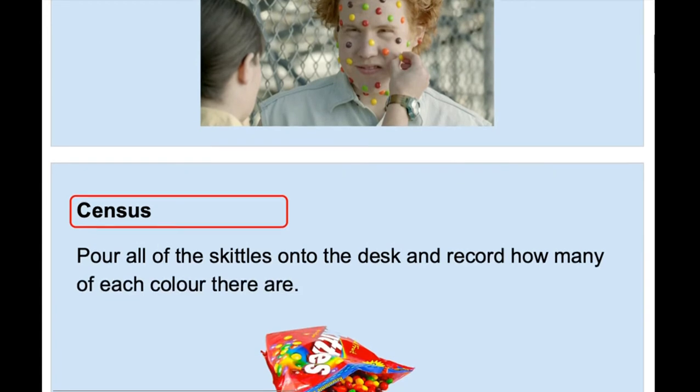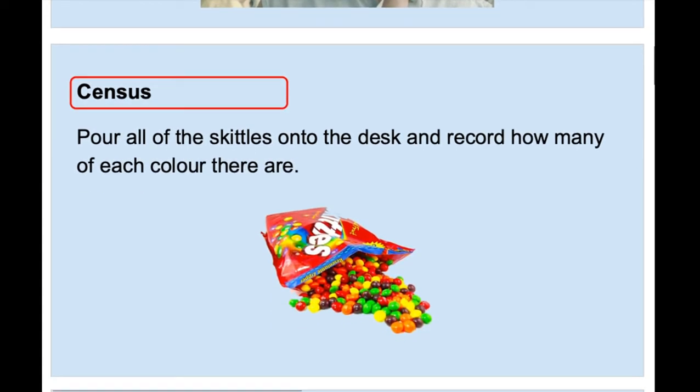So for a census, we didn't really mention this as a sampling technique because it's not really creating a sample. The census would be the entire population. So if you took the bag of Skittles and poured them all onto your desk and recorded how many of each color there were, that would be an example of a census because you're looking at the entire population. You're not taking a sample or taking a smaller group, you're looking at all of the individuals. Now that is a type of survey technique, but it's not really considered a sampling technique because you're not taking a sample from the population.